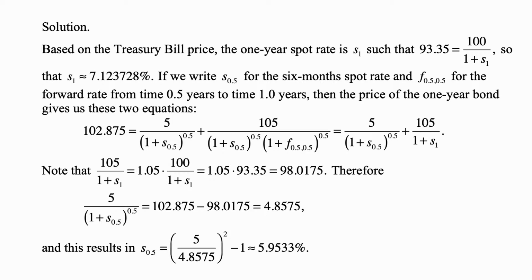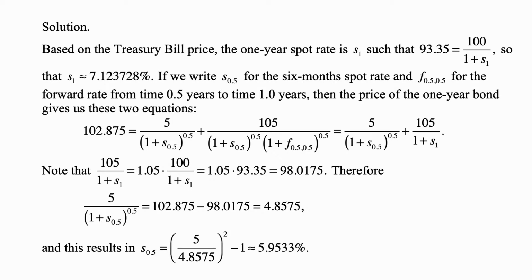Based on the treasury bill price, the one-year spot rate is S1 such that 93.35 is equal to 100 divided by 1 plus S1. And from that, S1 is approximately 7.12378%. You just divide 100 by 93.35, that gives you 1 plus S1, and then subtract 1 from both sides and get S1 from that.